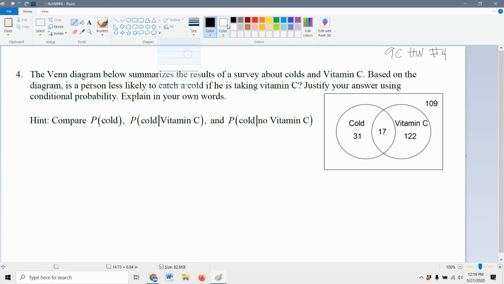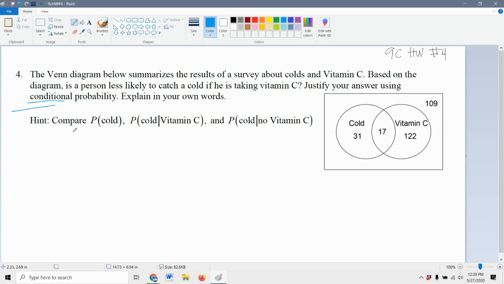So we're told that this Venn diagram summarizes the results of a survey about colds and vitamin C. Based on the diagram, is a person less likely to catch a cold if he is taking vitamin C? Justify your answer using conditional probability. Explain in your own words.